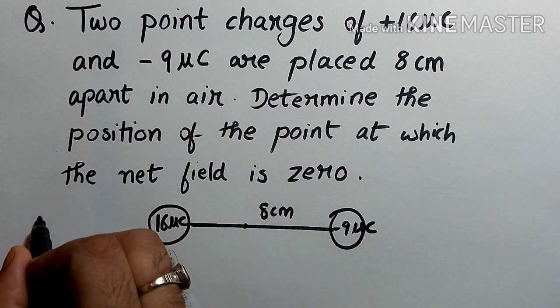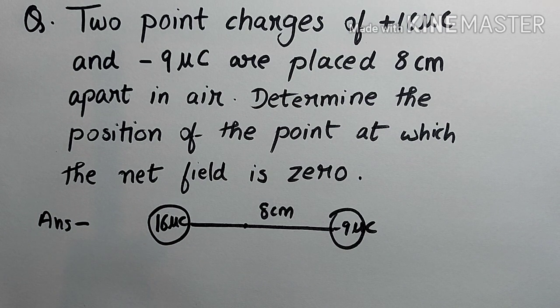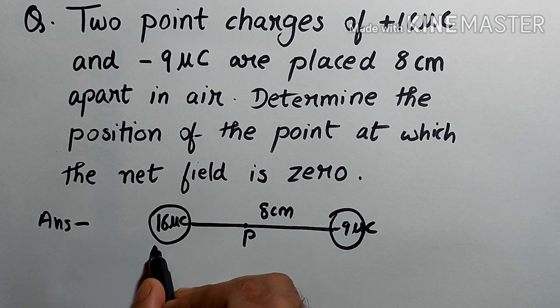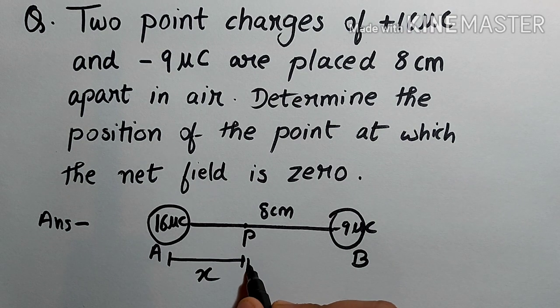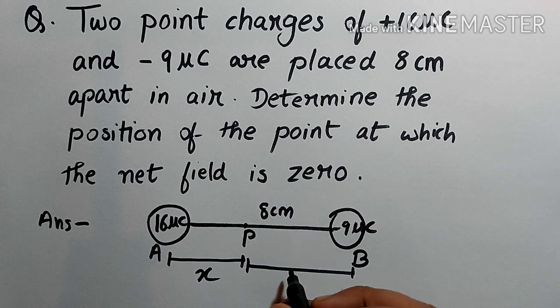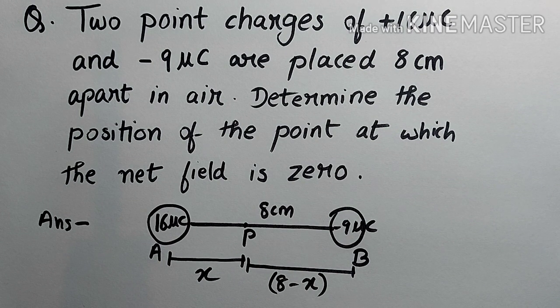For this we need to consider some position at point P, and let it be A and this be B, and from A to P is assumed to be X. In that case, from P to B will be 8 minus X. Clear? And I need to find the value of X in order to solve this question.